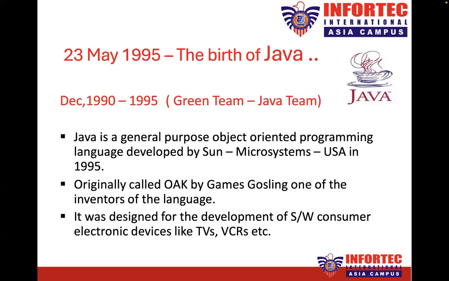And there's a team called the Green Team in the USA. So they developed this Java computer program, and this Green Team belongs to a company called Sun Microsystems. So later they changed their name to Oracle. So now they are using that name, Oracle, as the official name of the group. So they developed this Java as the programming language.